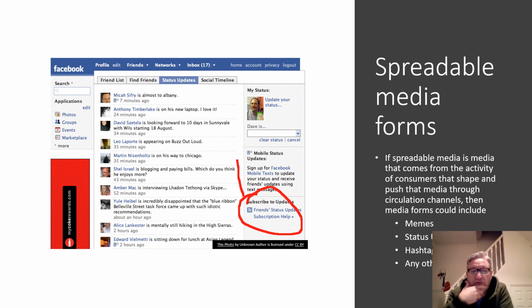So in terms of what forms of spreadable media there are, spreadable media is the media that comes from the activity of consumers that shape and push that media through channels, and it could include memes, status updates, hashtags, any other social media content really. What he's talking about here in terms of spreadable media is what we create and what we recreate and what we remediate through our social media usage.